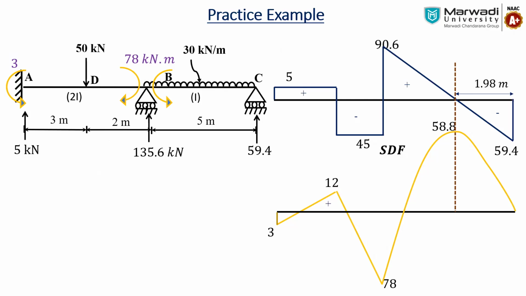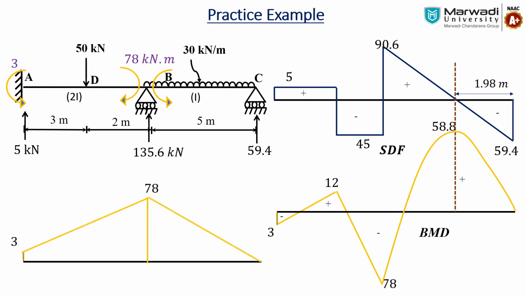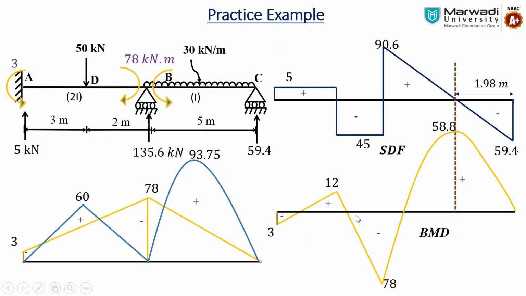So let's see. Here all the moments are hogging only, so all the moments at the supports will be negative. We will show them above the line and connect the lines. So this is the diagram because of the support moment. Along with that, if we draw the span moment, the first span has a 50 kilonewton load, so the maximum moment in the span is WAB by L, that is 60. And in the second span, it is a UDL, so it is WL square by 8, that is 93.75.